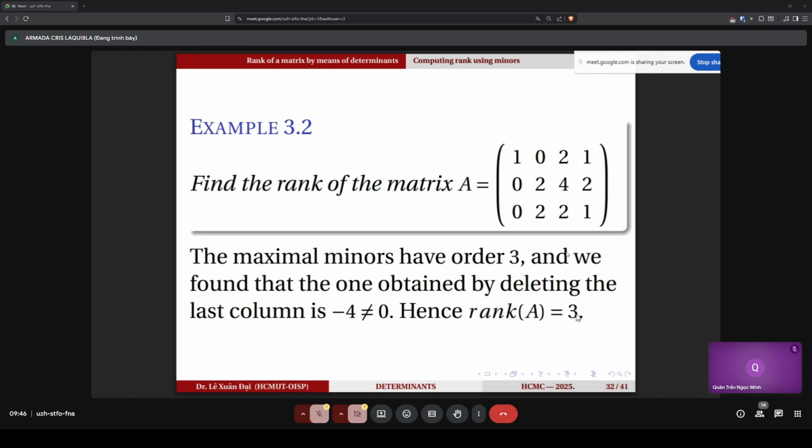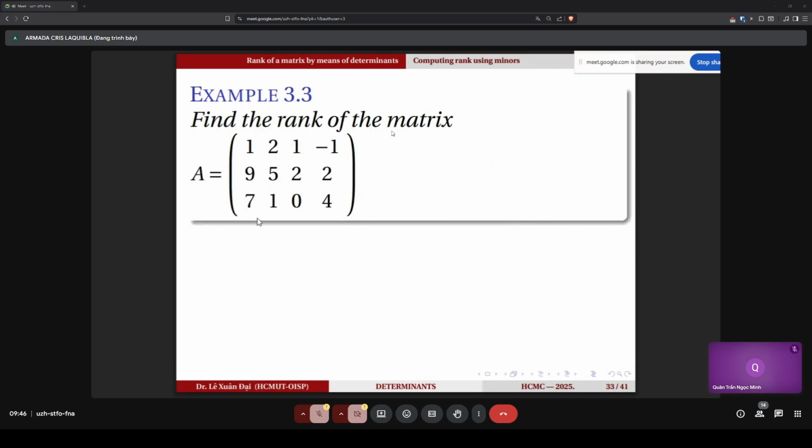Hence, the rank of A is 3 because the maximal minor now is of order 3. Here is another example: find the rank of this matrix A.